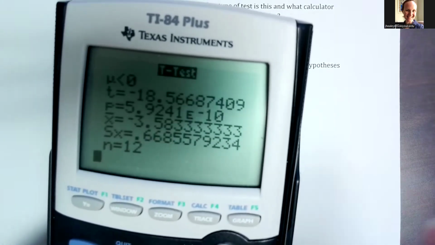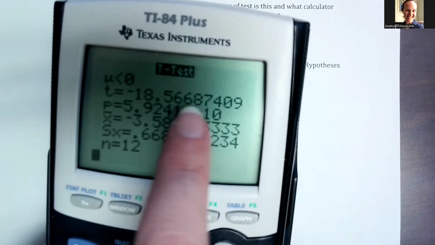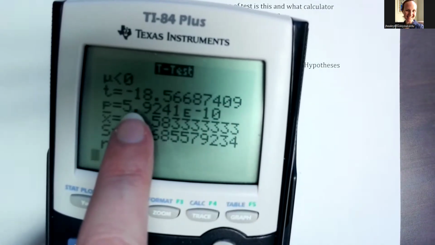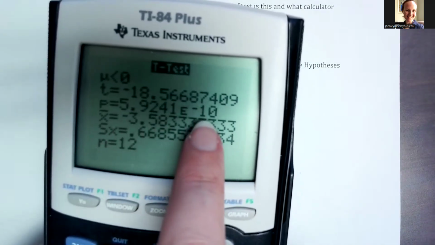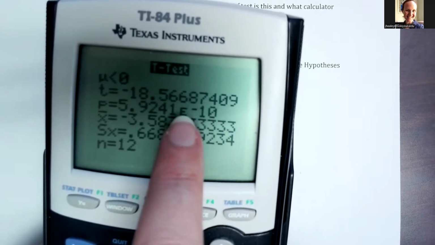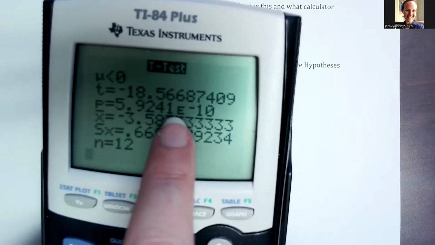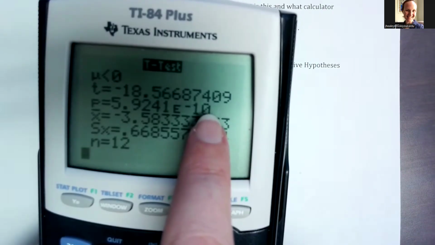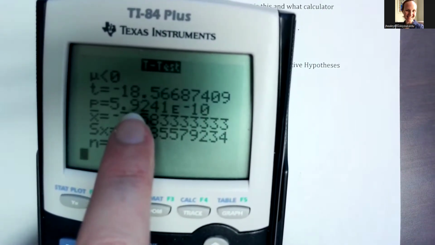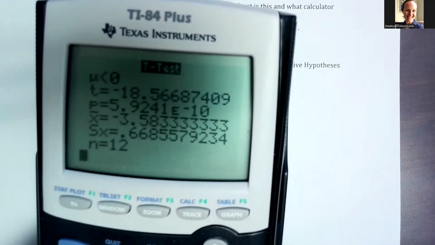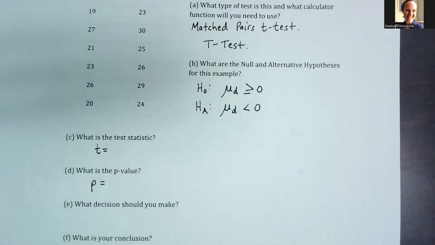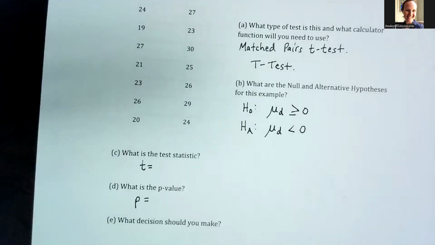Okay. So when you go to look at what's going to pop in there for your p-value, we've got a very tiny p-value because this says 5.92 times 10 to the negative 10th power. So we would have to move that decimal point backwards 10 places. We're going to have a bunch of zeros in there. This is a very tiny p-value.